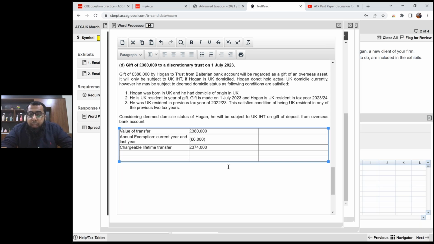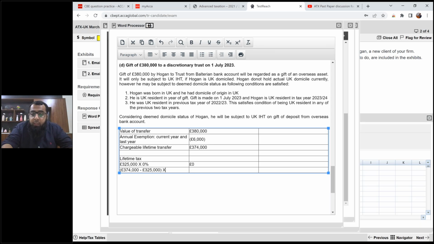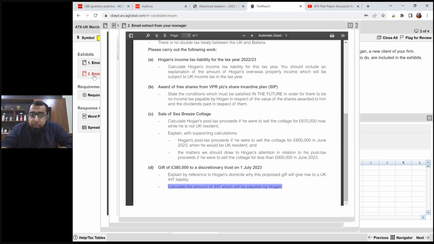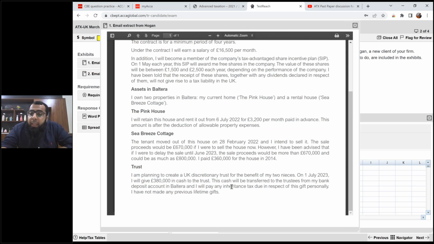Okay. Now you will apply lifetime tax on it. What will be the lifetime tax on it? On the first 325,000, as it was written that he has not made any other gift, so 325,000 into 0 is 0. And then 374,000 minus 325,000. See, it was written in the question that the donor is paying tax, so you will apply 25%. You can read it here: I will pay any inheritance tax due in respect of the gift personally. So this means that the donor is paying tax.